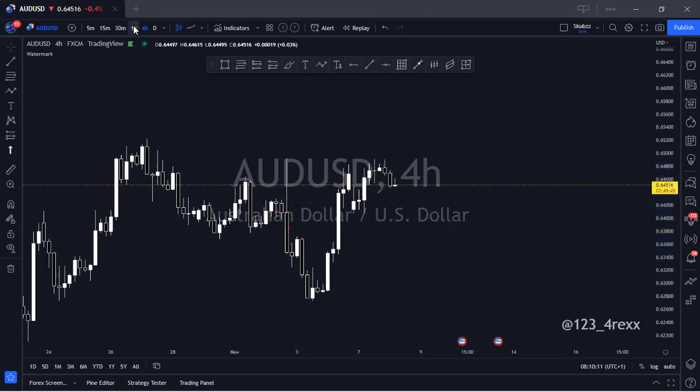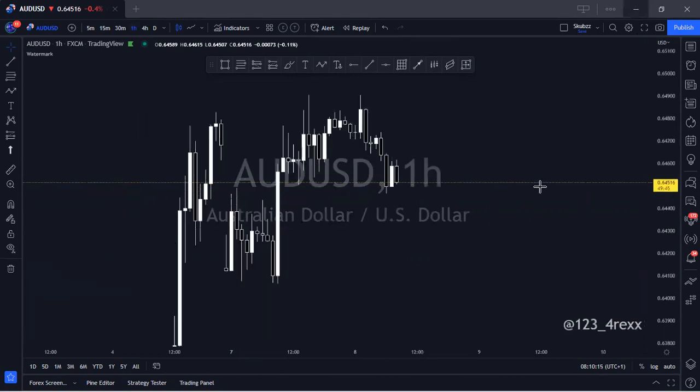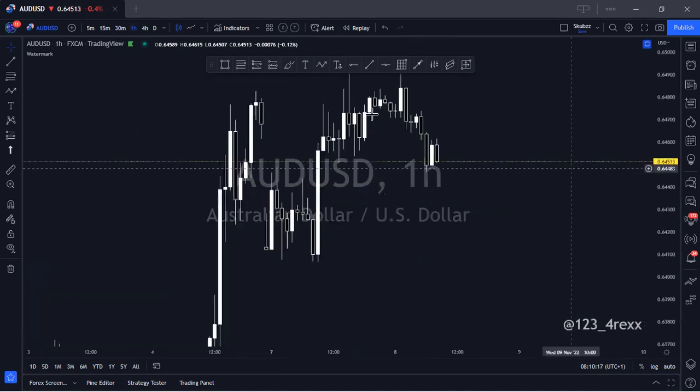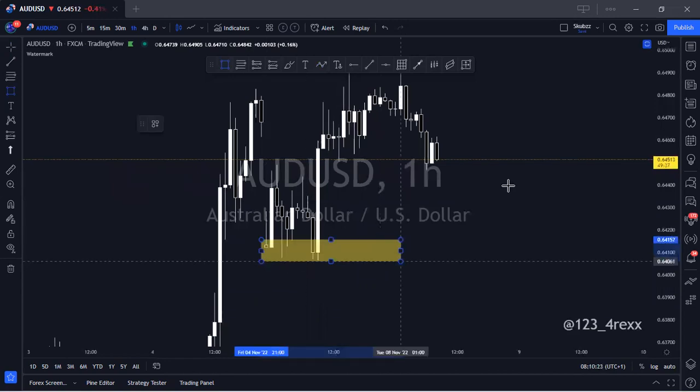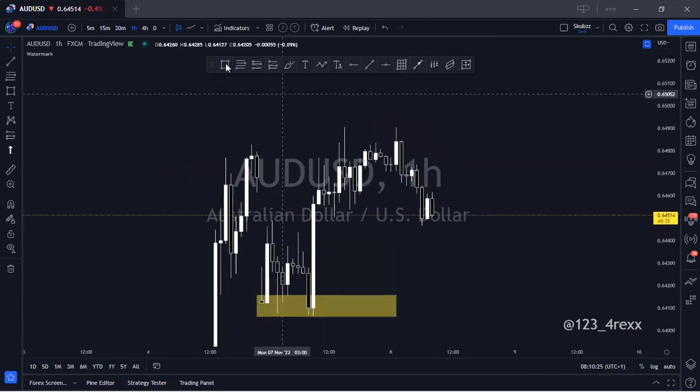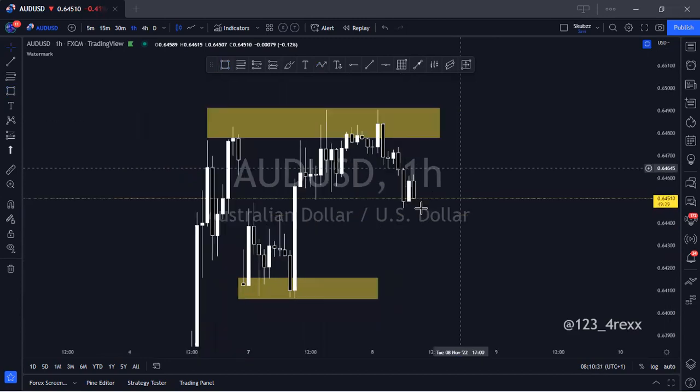Now let's go back to our 1H. Now on this 1H, like I was telling you guys, the market opened, we created this low here, and then we went up to retest these highs here, and then we failed to create another high to continue that uptrend. So now price is basically coming down.